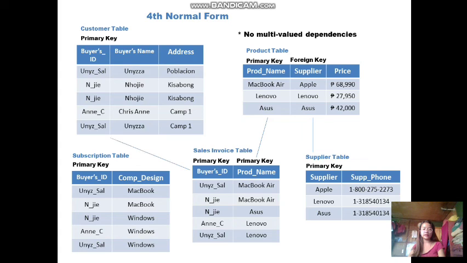So as you can see, they are already connected. The customer table to the subscription table is one to many. Then also the customer table to the sales invoice table is one to many. Then also the product table and the sales invoice table is one to many. So here, the supplier table and the product table is one to many.